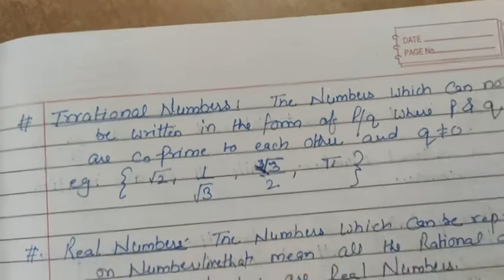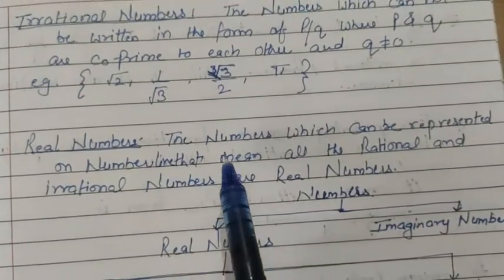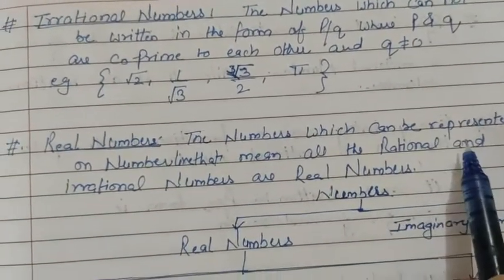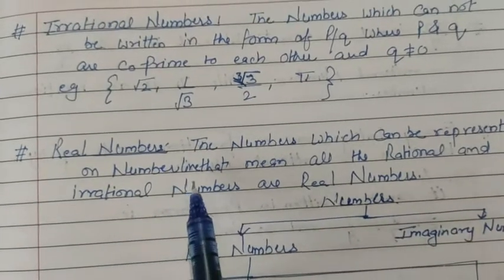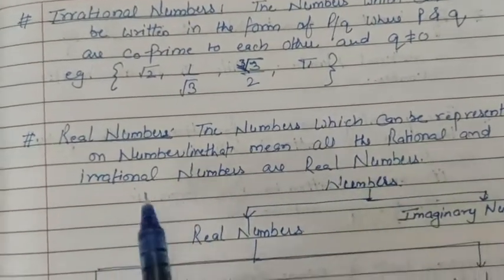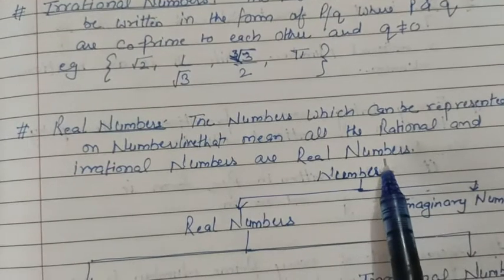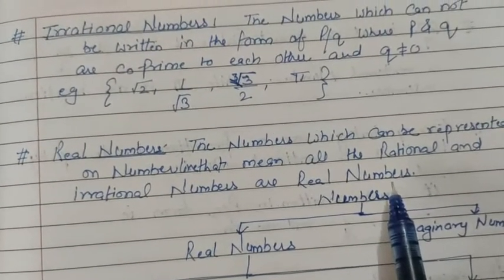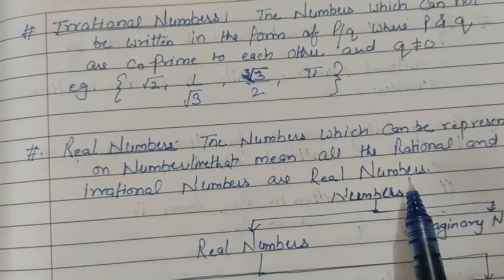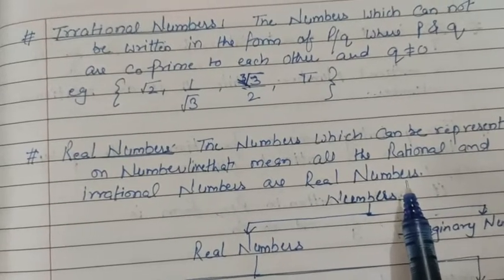So keep in mind. Now real numbers: the numbers which can be represented on the number line. That means all the rational and irrational numbers are real numbers. So keep in mind, this is important. The numbers which can be represented on the number line are all called real numbers.